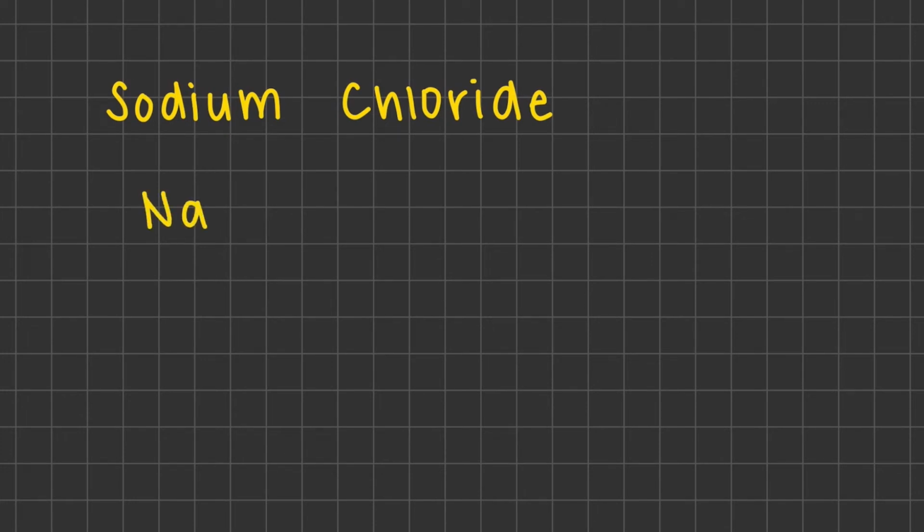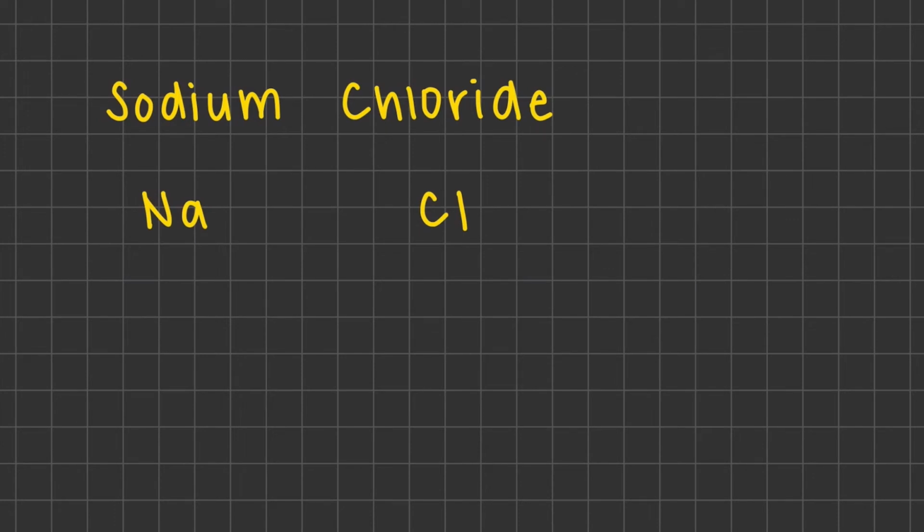As we know, chlorine is a nonmetal and sodium is a metal. That means we have an ionic compound. First, we write the symbols for each element. So for sodium, that'll be Na. And we have chloride, which is chlorine in the periodic table, and that's Cl. And then we need to find the charges.